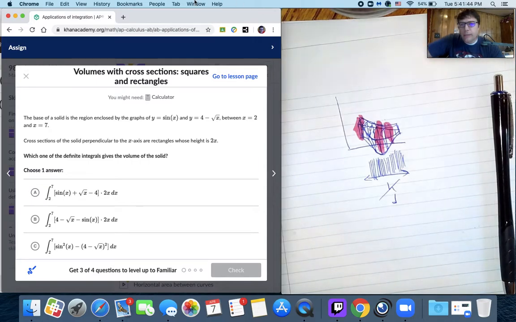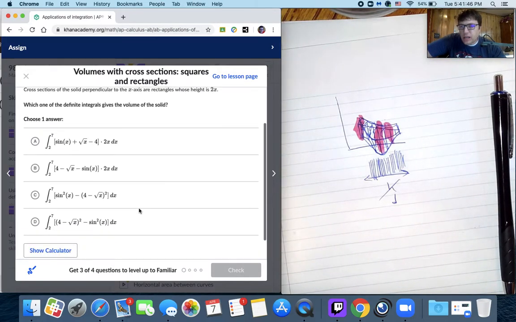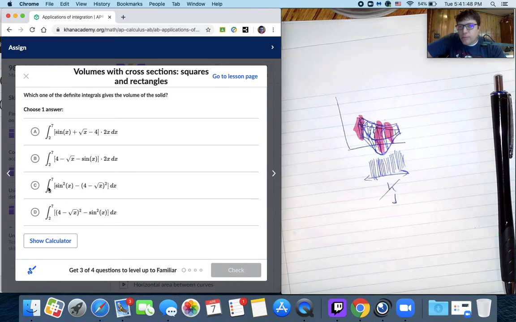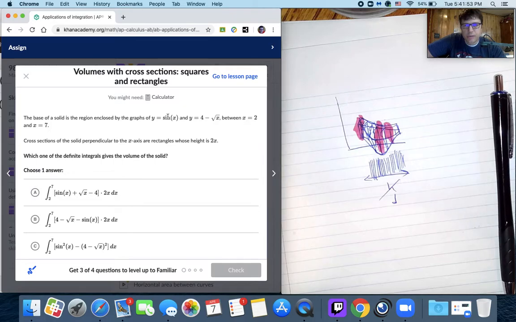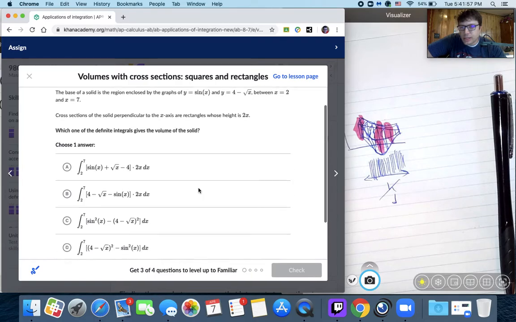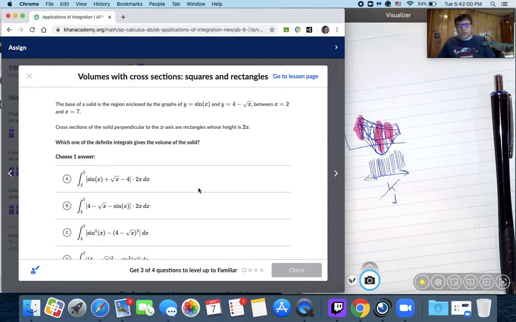Okay, so I'm going to look at my answer choices for a second before I get lost in the minutia. They all go from 2 to 7, and that should be obvious because we're saying from x equals 2 to x equals 7. They all go, let's see. Okay, this is the tricky part.